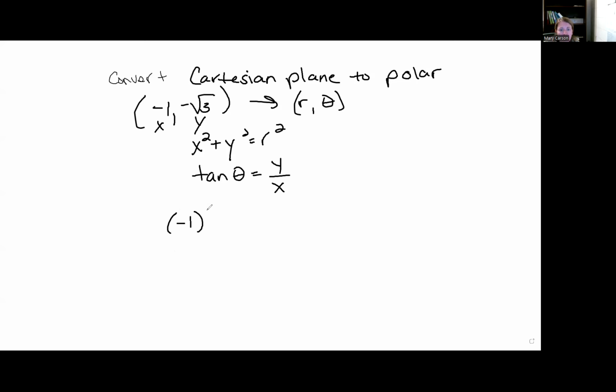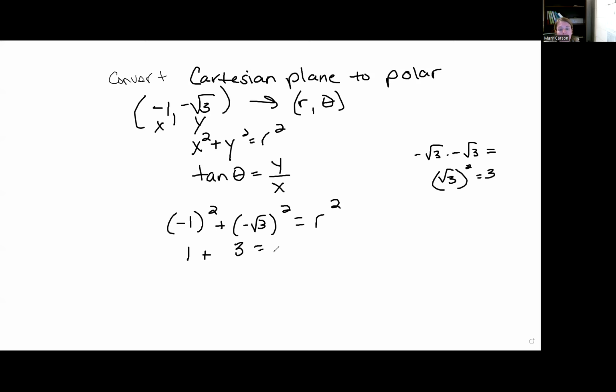So you're going to do -1 squared plus negative square root of 3 squared equals r squared. And this is what we're trying to find. So -1 squared is 1. Negative square root of 3 times negative square root of 3 is going to give you square root of 3 squared, which equals 3. And then we get 4 equals r squared, and we take the square root of both sides, and so we get r equals 2. So I know my radius is 2.